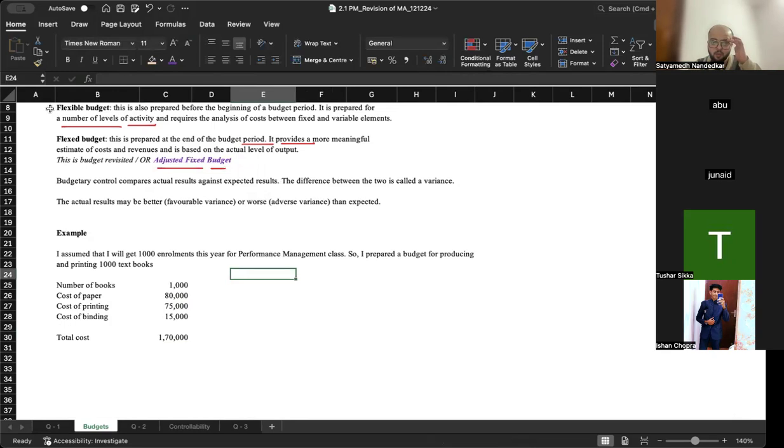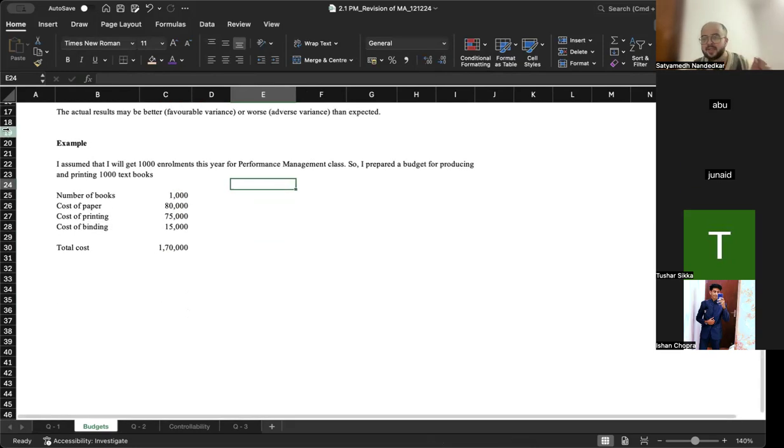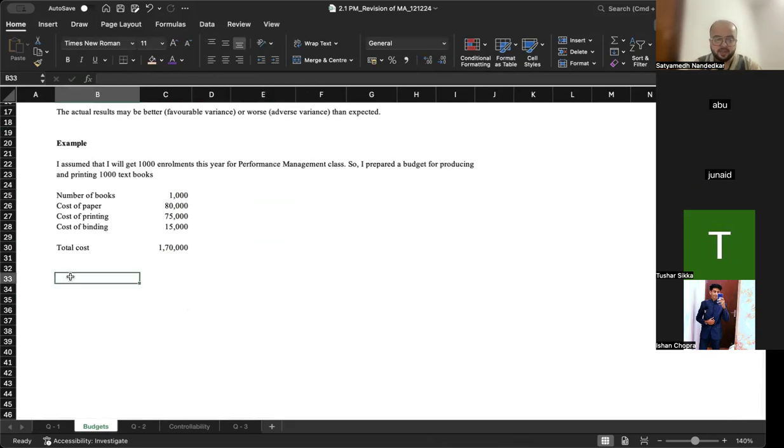And during the year, whatever number I end up achieving, I compare that number with this number and let's see what problems are encountered there. I actually ended up printing 1200 books because I got more admissions.